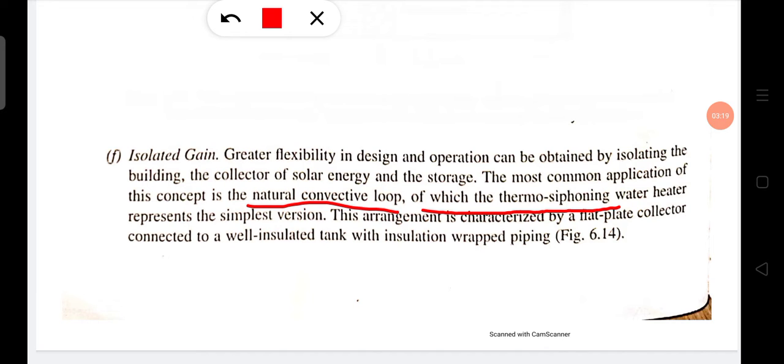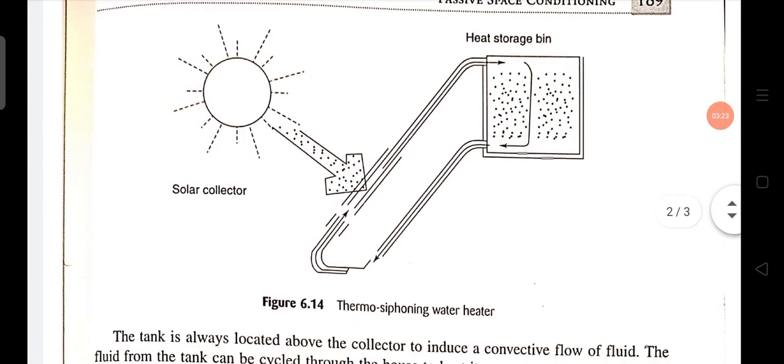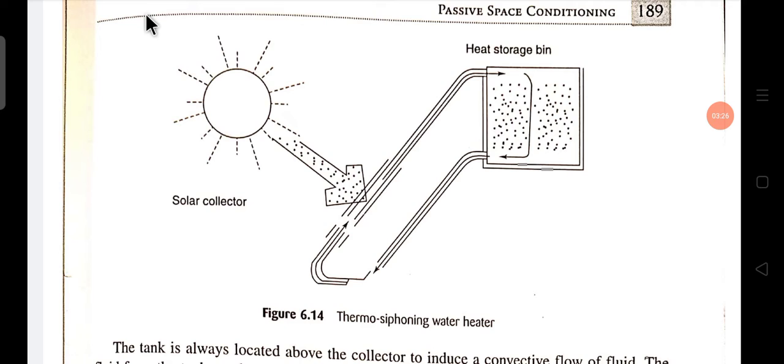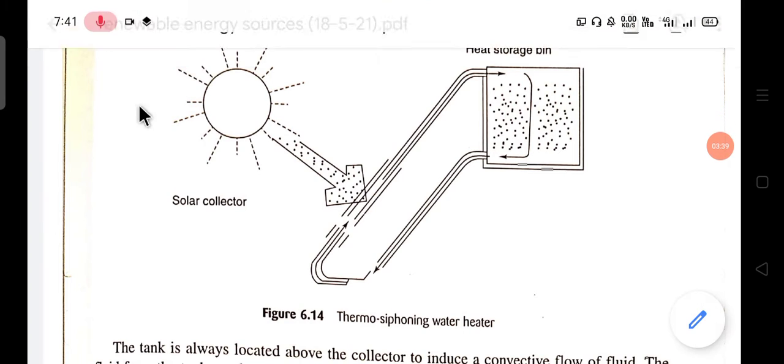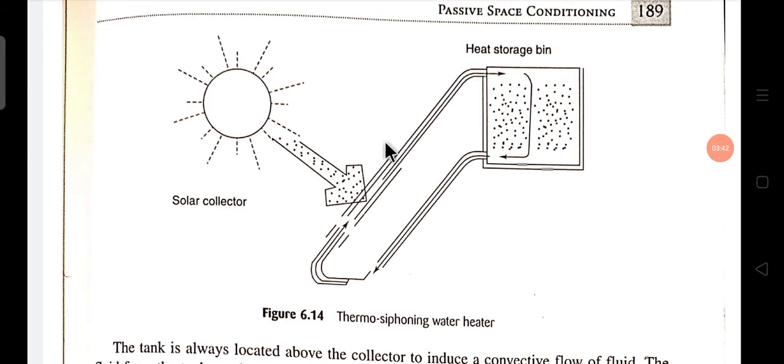This is a thermosiphoning water heater. Here, this is the solar collector, and this is the storage or thermal storage, and the building is isolated from these two in a different place.